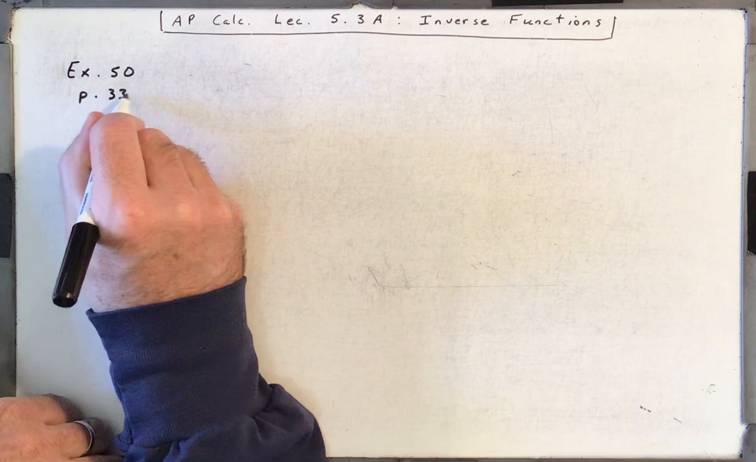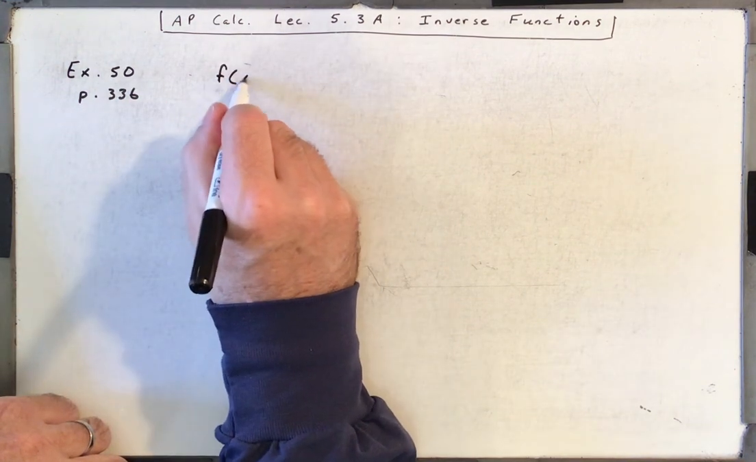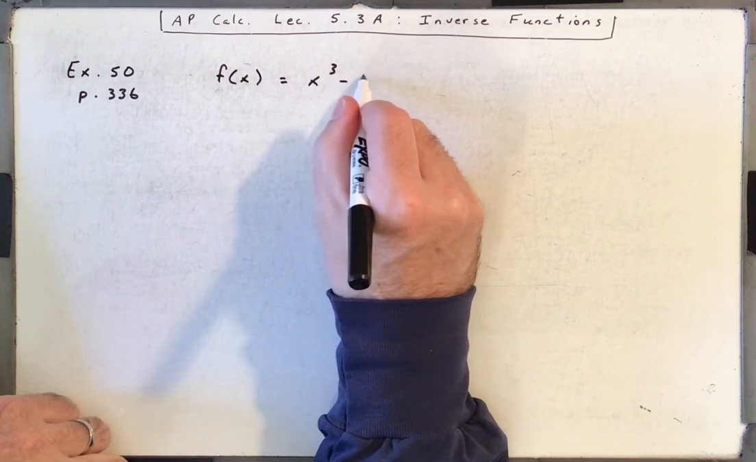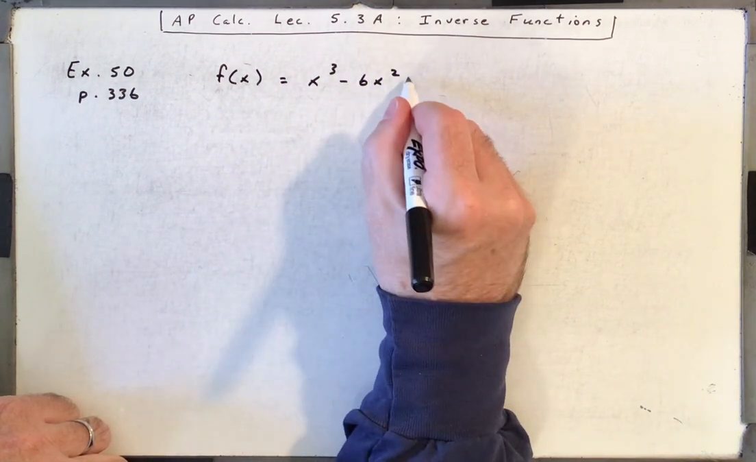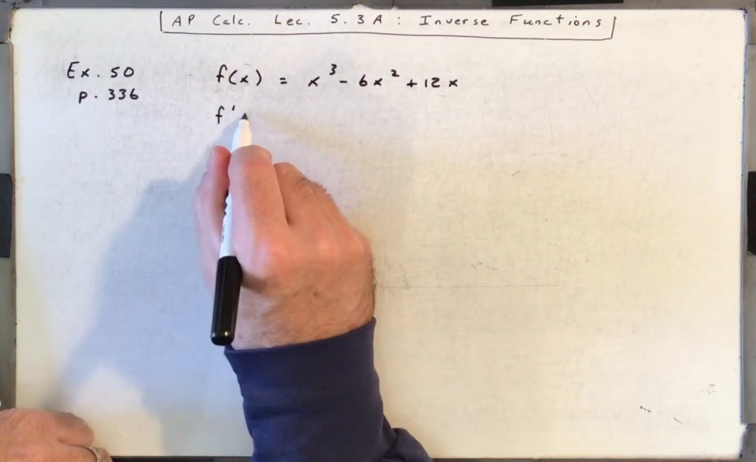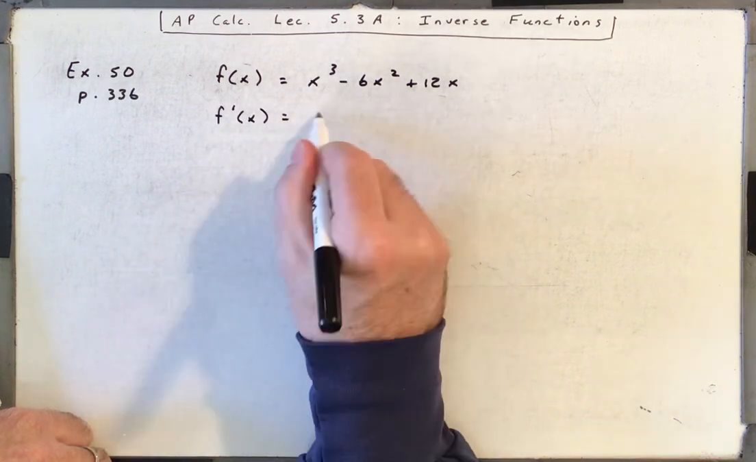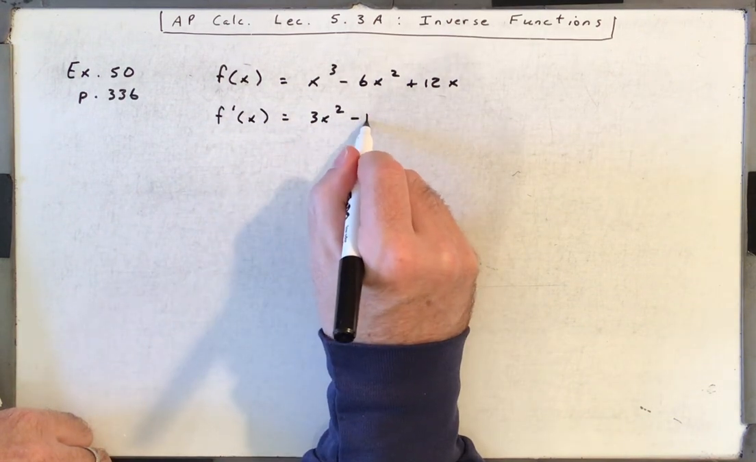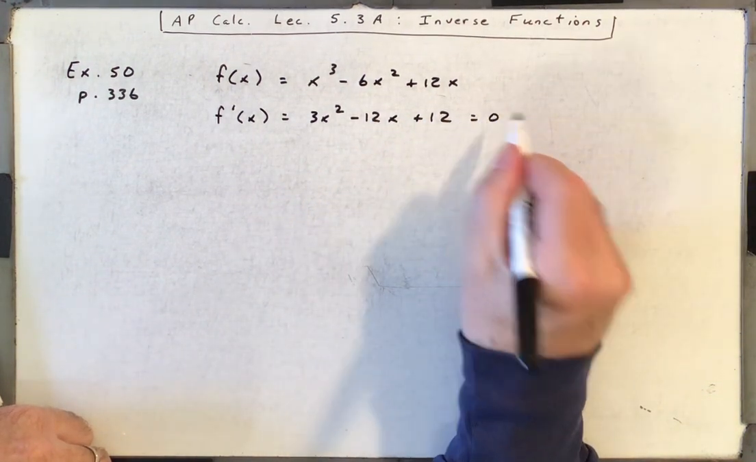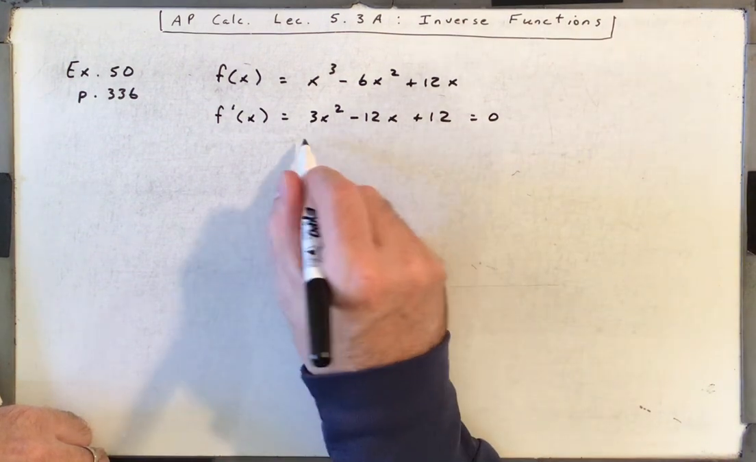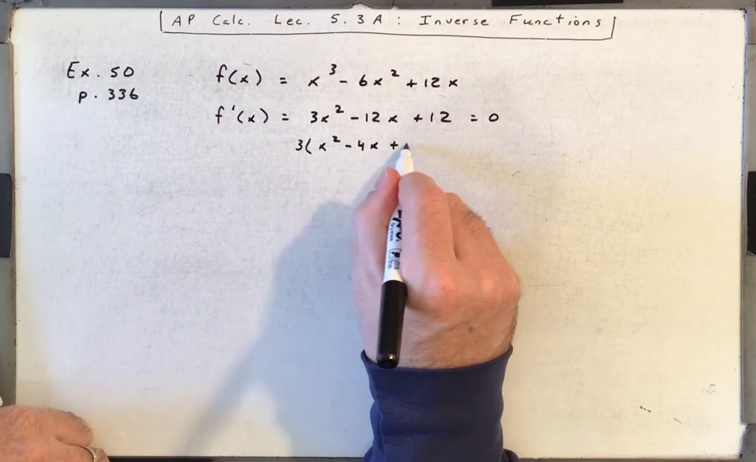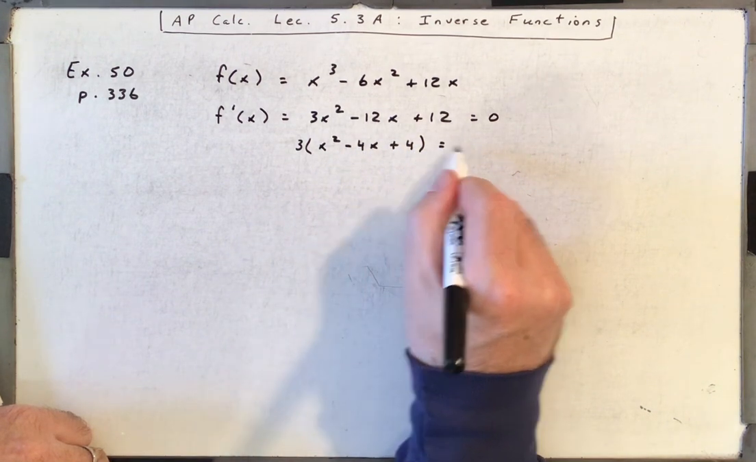on page 336. So here we have f of x equals x cubed minus 6x squared plus 12x. And we want to see, does this function have an inverse? Let's evaluate the derivative. So that's going to be 3x squared minus 12x plus 12 equals 0. We need to find the critical point. I'm going to factor out a 3 here, and we would have x squared minus 4x plus 4 equal to 0.